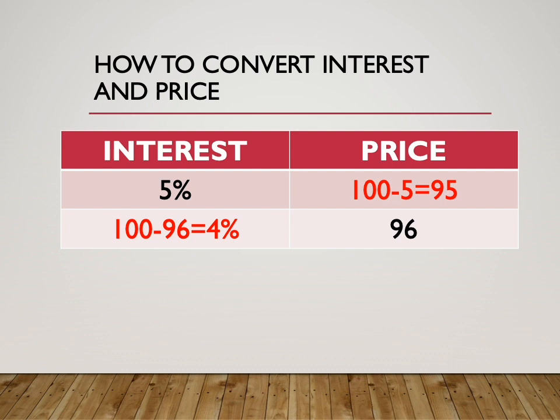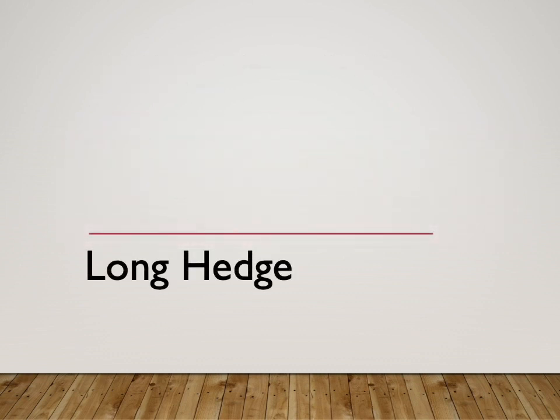If you have information in the form of price, you can convert into interest. So to convert into interest, you just take 100 minus price. In this example, let's say you have price 96. To find out what is the interest for price 96, you take 100 minus 96. That means your interest rate is 4%. Let's move to the long hedge strategy.